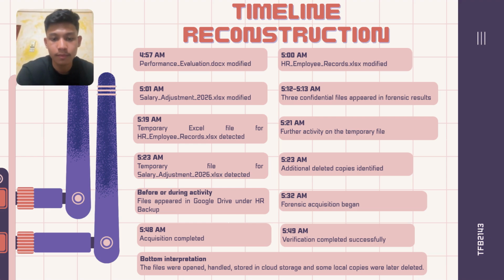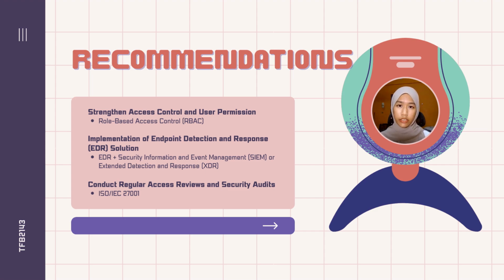To prevent similar incidents from occurring in the future, the organization should implement the principle of least privilege to limit employee access to files and resources that are only necessary for their job responsibilities. Confidential files should be protected using role-based access control, or RBAC, and access permissions should be reviewed regularly.